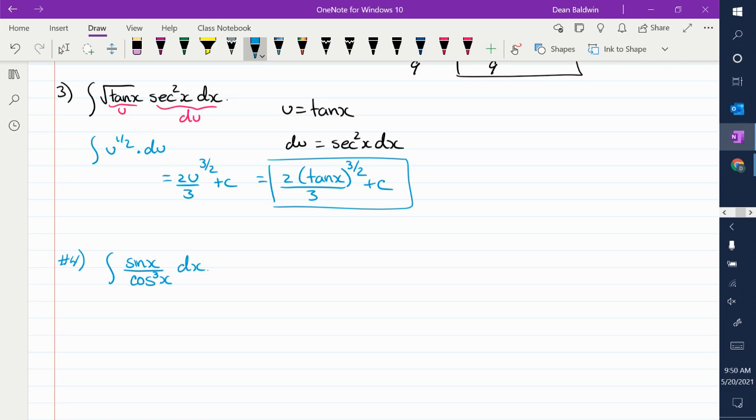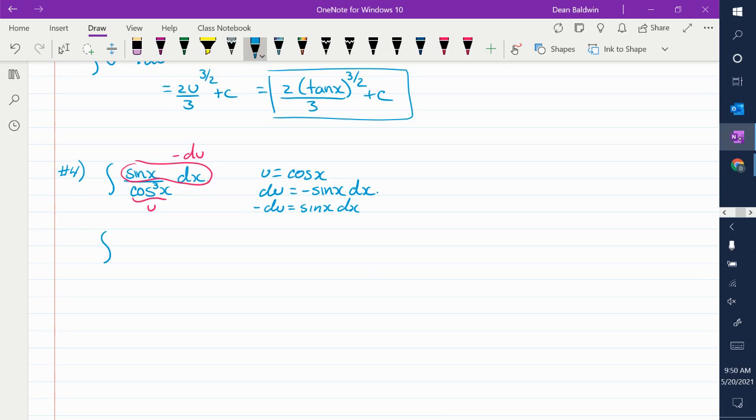So sine x over cos cubed x. What do we want to sub out? Cosine, because when it's sine and cos, look for the one with the higher power. What's the derivative of cosine? Negative sine, right? So I'm going to move that negative over. There is my negative du. There's my u.